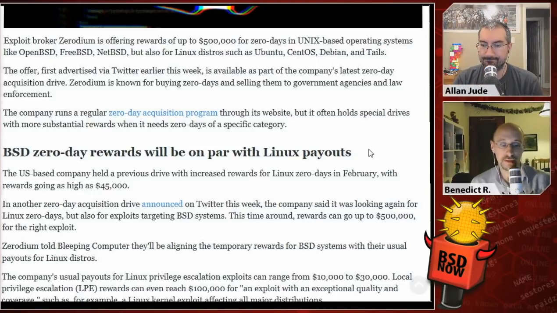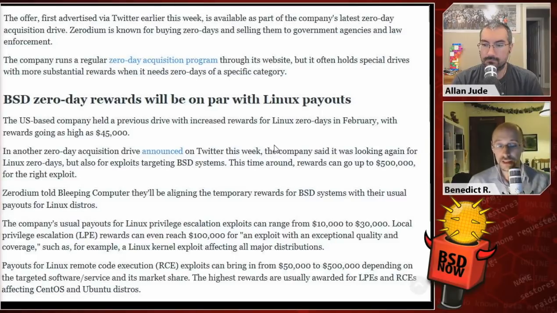So yeah, the story goes like this. The exploit broker ZeroDium is offering rewards of up to, say again, $500,000 for 0-days in Unix-based operating systems, OpenBSD, FreeBSD, NetBSD, and also for Linux distros, such as the Ubuntus, CentOS, Debian, and Tails of this world. The offer, first advertised via Twitter earlier this week, is available as part of the company's latest 0-day acquisition drive. ZeroDium is known for buying 0-days and selling them to government agencies and law enforcement.